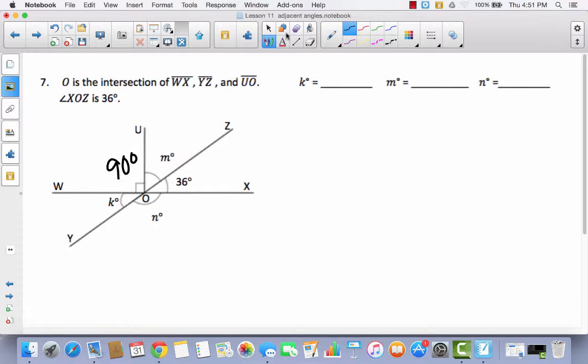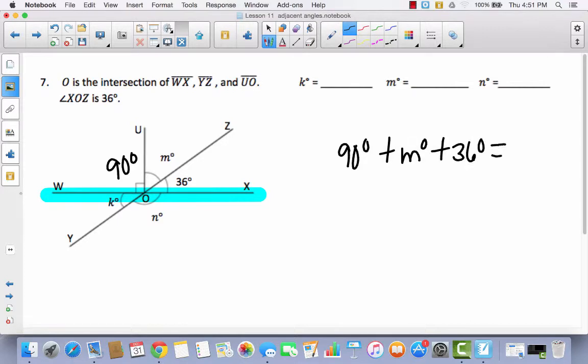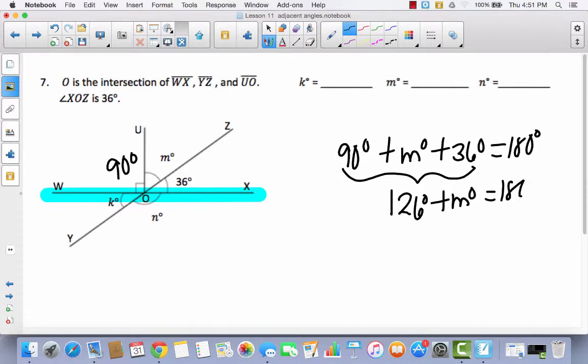I can take a look at this angle. What about this straight angle right here? I know that this angle plus M plus 36 have to be equal to what? If it's a straight angle, what does it have to be equal to? It has to be equal to 180 degrees, right? So I've got 90 degrees plus angle M plus 36 degrees equals 180 degrees. So if I take this 90 and I take this 36 and I add them together, that's 126 degrees plus angle M equals 180 degrees. So if I subtract, I should figure out what M is.